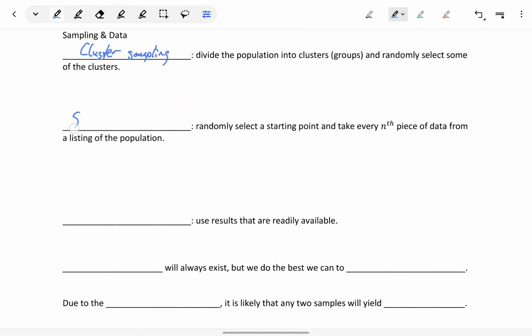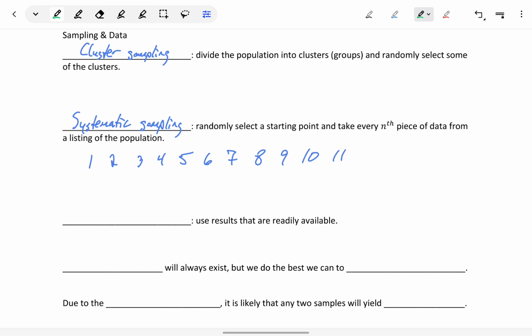There's systematic sampling, where we randomly select a starting point and take every nth piece of data from a listing of the population. So that would be, if we're still dealing with our workplace example, our business example, we would create a list of all of our employees, maybe say putting them all in alphabetical order or something like that.